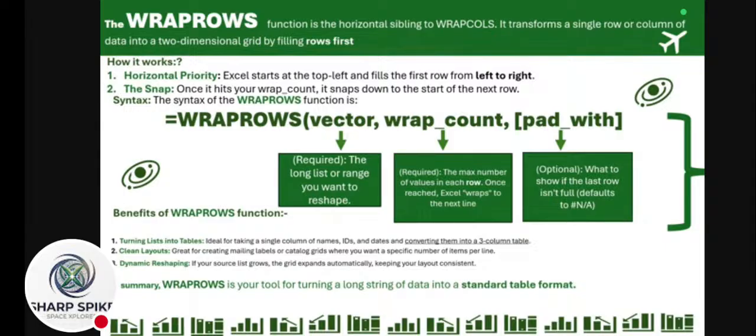This function turns a list into a table, ideal for taking a single column of names, IDs and dates and converting them into a 3-column table. Clean layouts, great for creating mailing labels or catalog grids where you want a specific number of items per line. It's a dynamic reshaping. If your source list grows, the grid expands automatically, keeping your layout consistent. In summary, WRAPROWS is your tool for turning a long string of data into standard table formats.